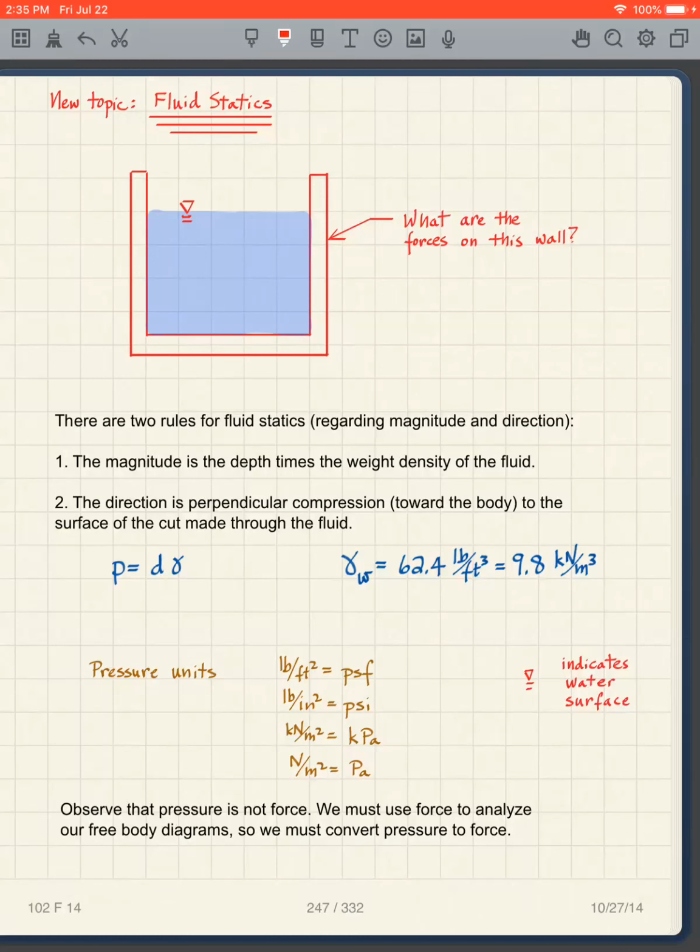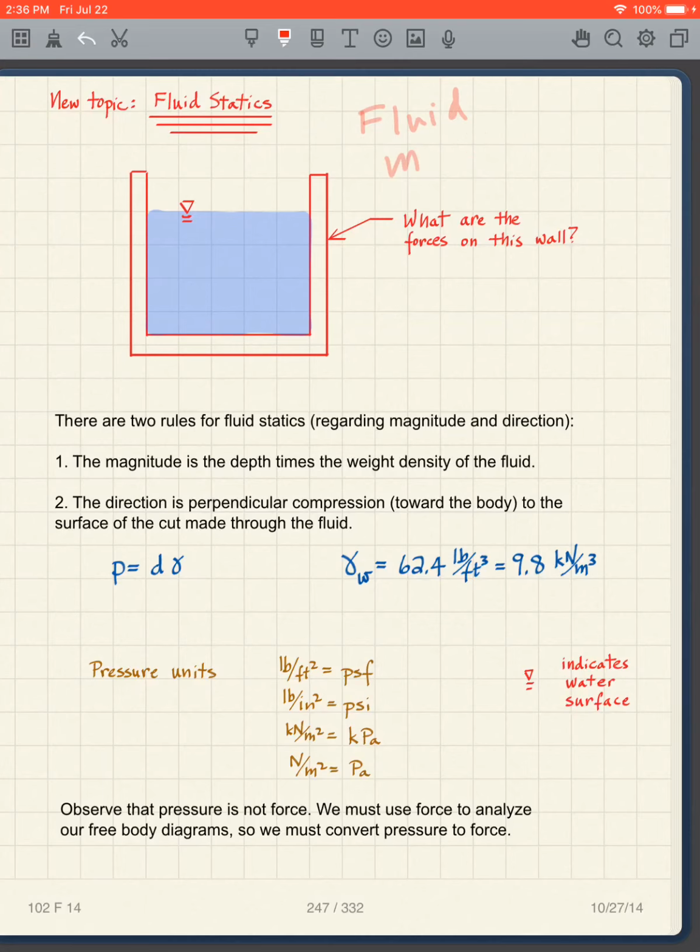Next topic is fluid statics. And fluid statics being, we're mostly going to talk about water, and statics being the fluid is not moving. So in other words, the fluid is stationary, which contrasts with what you will learn in a future class, which is fluid mechanics, where you'll be talking about flow of water through pipes, for instance.